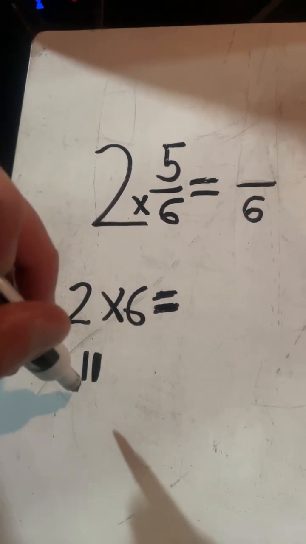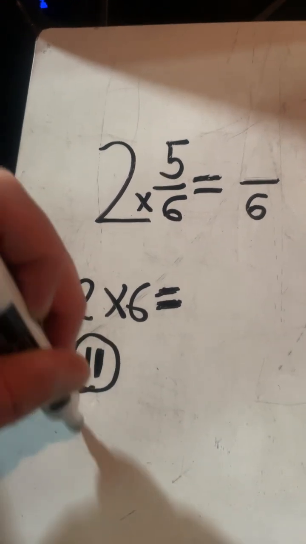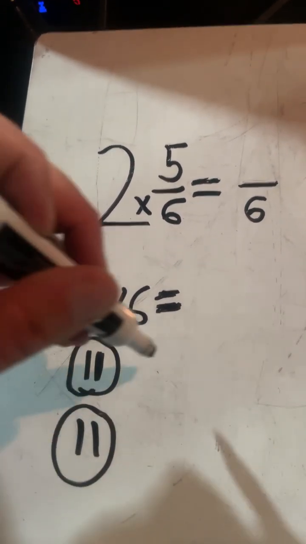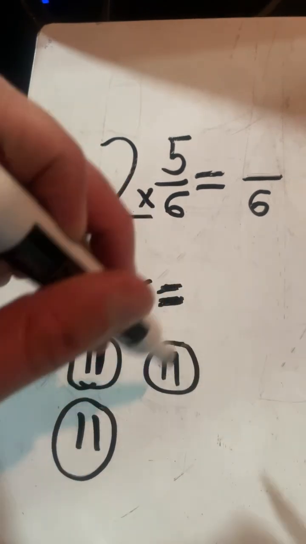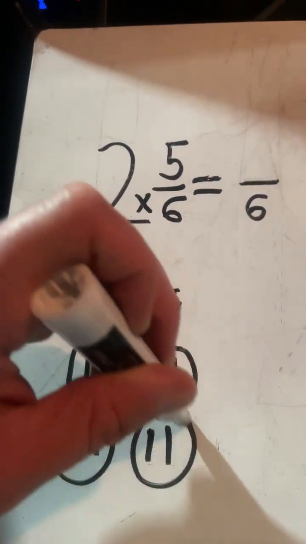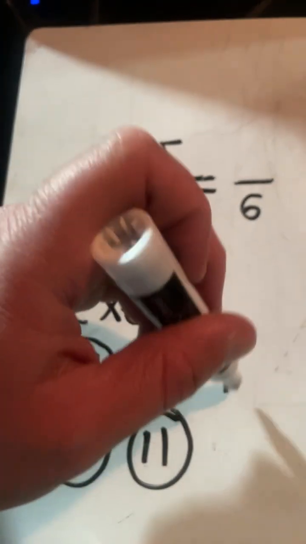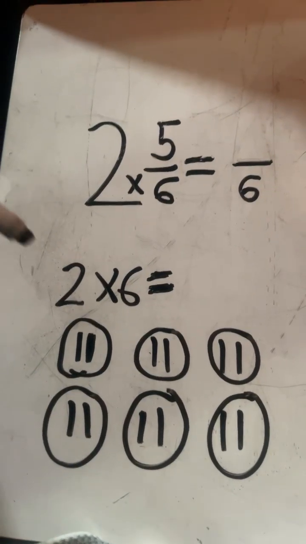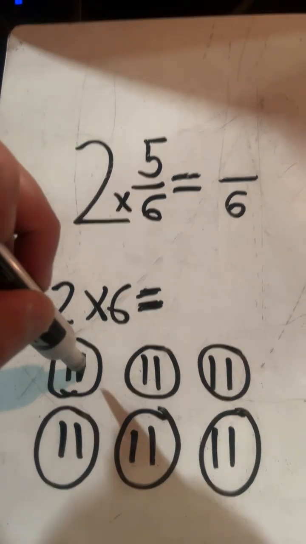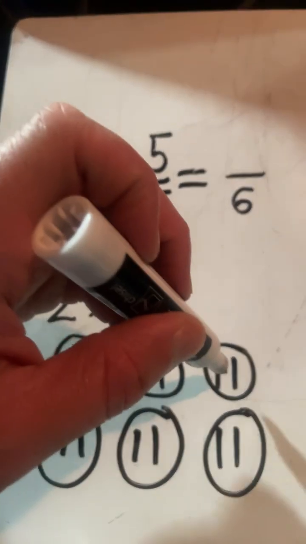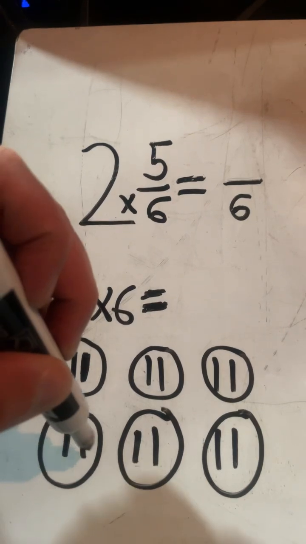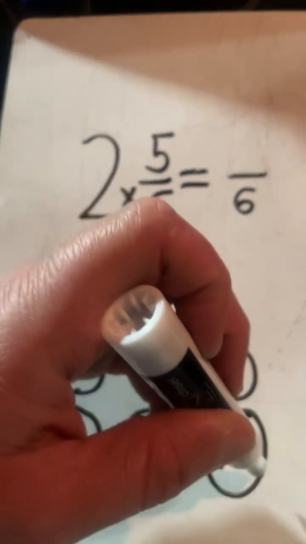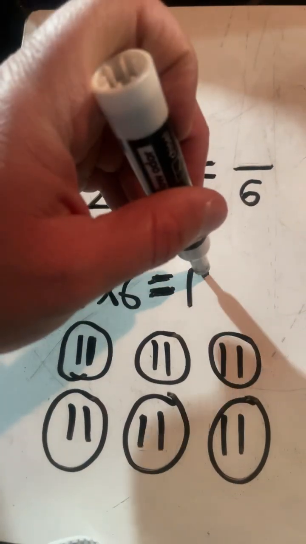So that's 1 group of 2. That's 2 groups of 2, 3 groups of 2, 4 groups of 2, 5 groups of 2, 6 groups of 2, and now I'm going to count the total amount of tallies. 1, 2, 3, 4, 5, 6, 7, 8, 9, 10, 11, 12. So 2 times 6 equals 12.